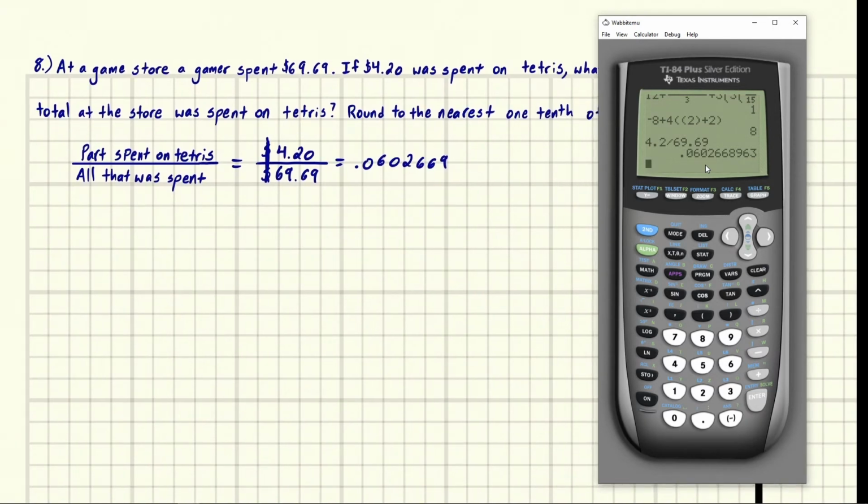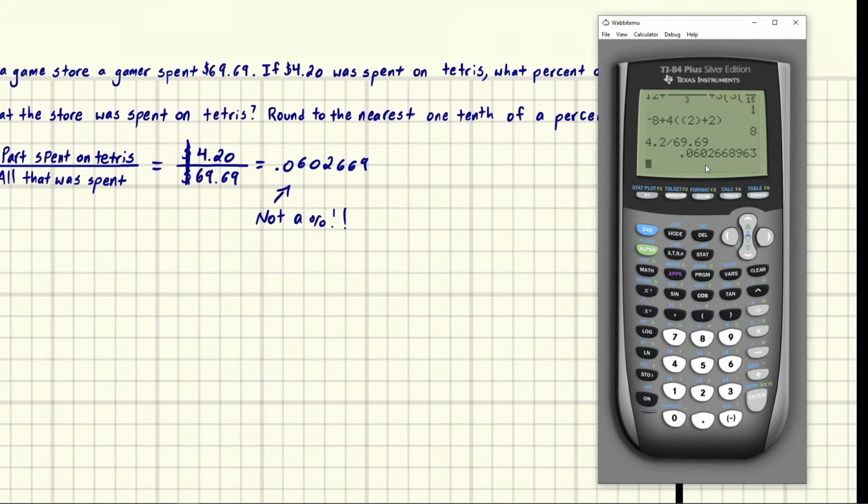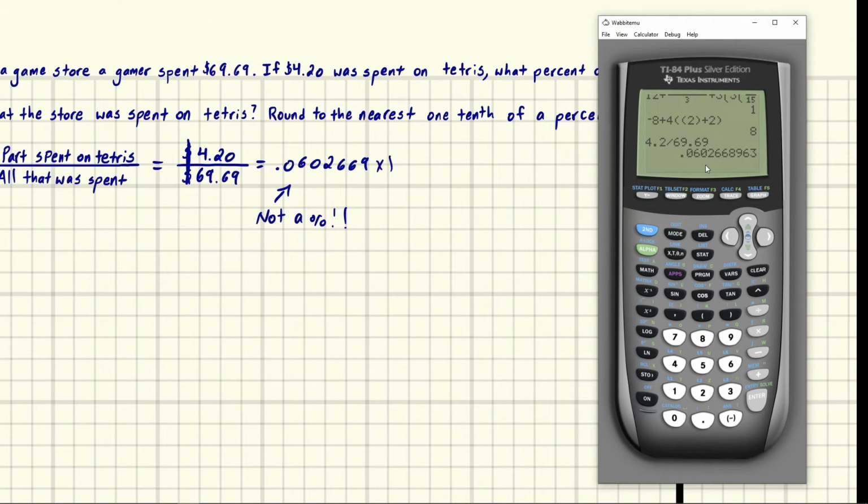Okay, so this is not a percentage yet, just to be very clear, not a percentage. We still need to turn it into a percentage. To do so, we multiply by 100 because there's 100%. So if we multiply this by 100, we find the percentage.